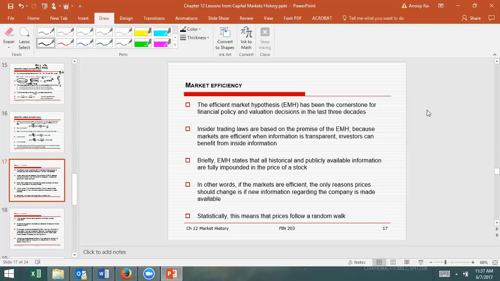In recent years, studies have shown that markets are not perfect. There's a lot of herd behavior going on, etc. But I think on average, over long periods of time, we can safely assume that in the US at least, US financial markets are reasonably efficient. And as you'll find out, our insider trading laws are also based on the notion of market efficiency, okay?